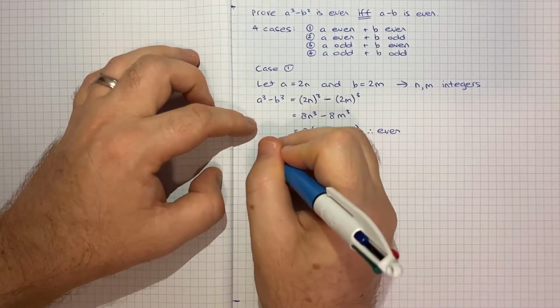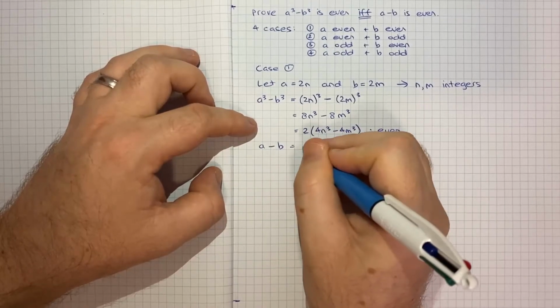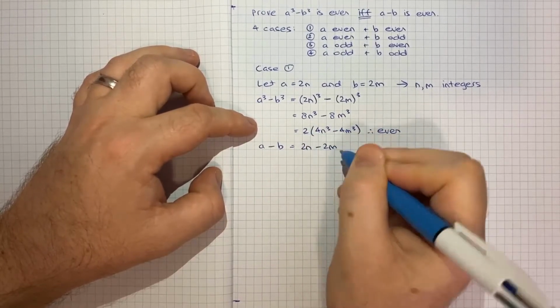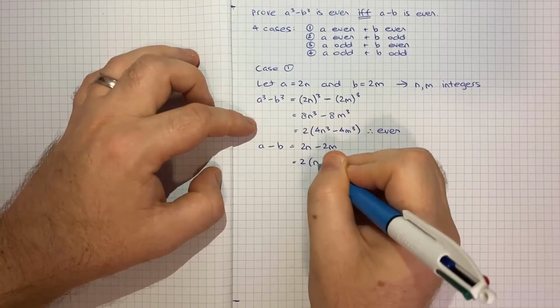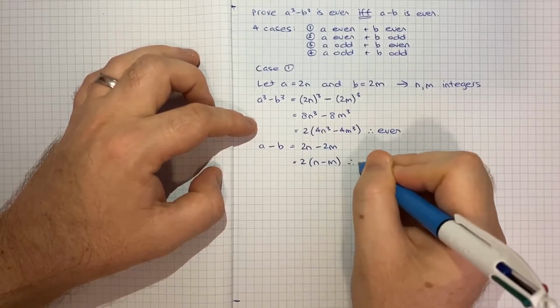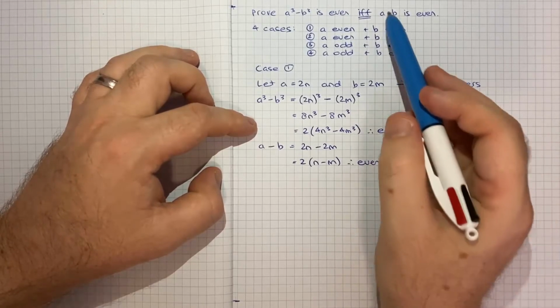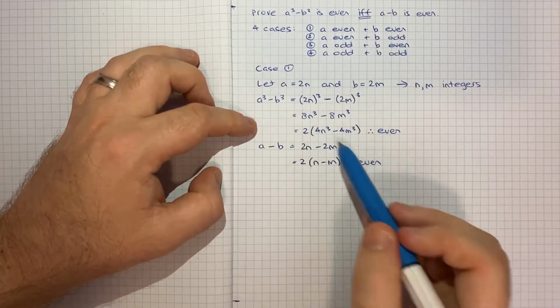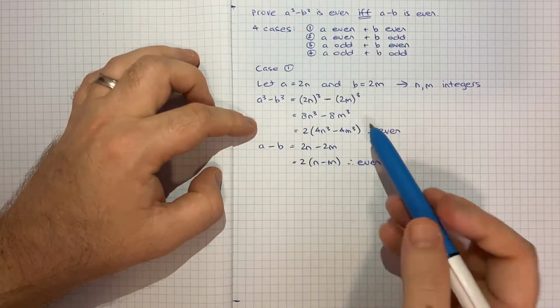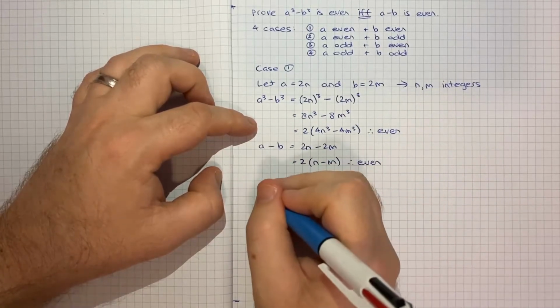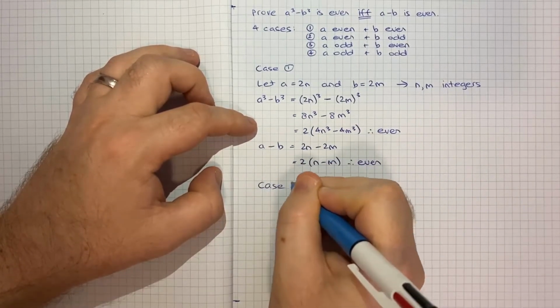Now if I just look at a minus b, that will be 2n minus 2m, which is 2 times (n minus m), so that's also even. So that's a good start. When a minus b is even, in this case we also get a cubed minus b cubed being even. So now let's look at case 2.